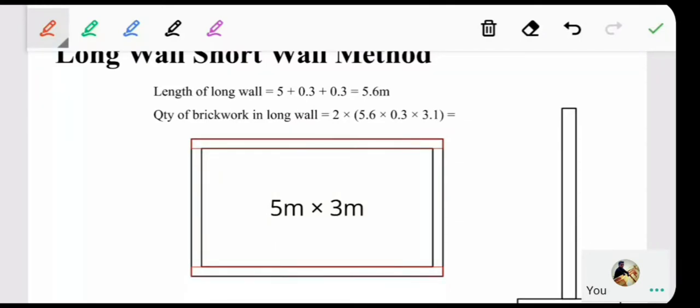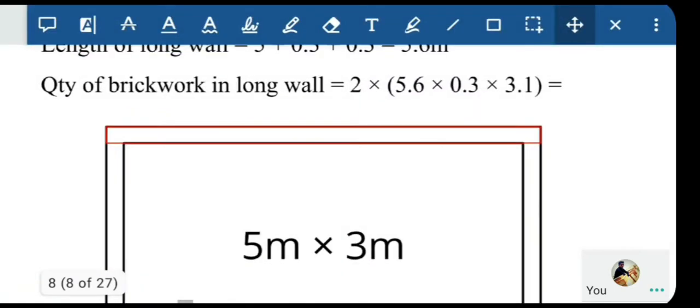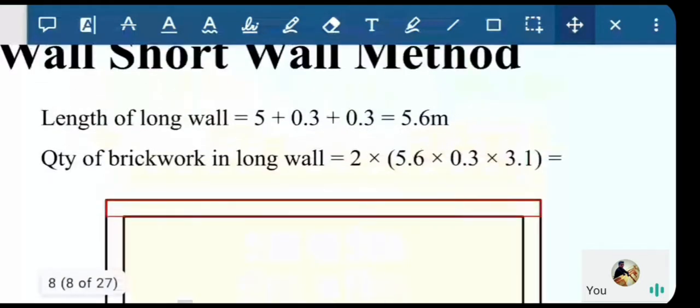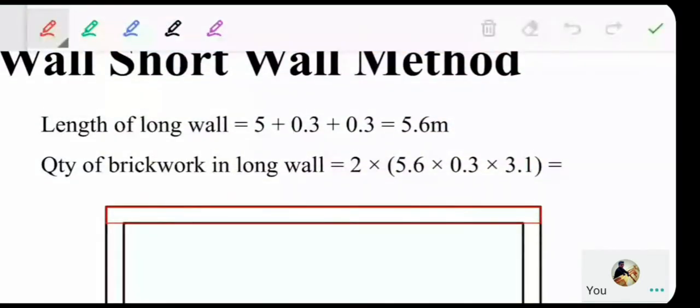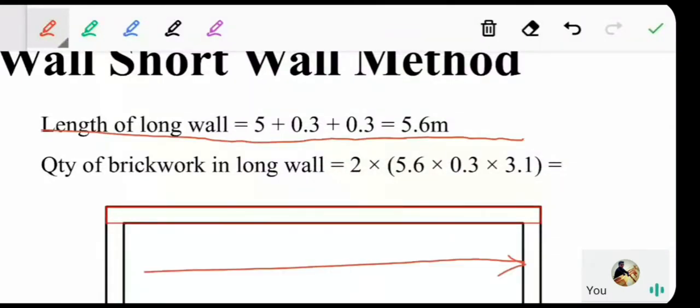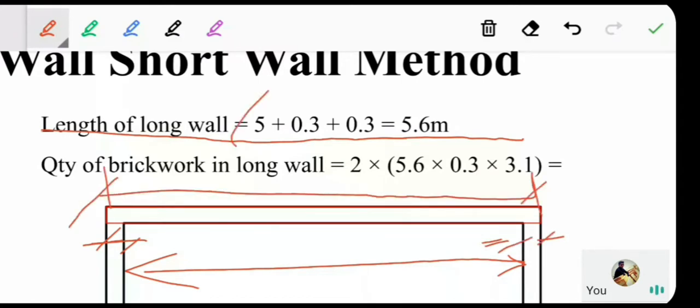So the length of the long wall will be the out to out length of that particular wall. For this particular section, the length of the long wall will be 5, the room dimension, plus the width of the brickwork plus the other width of the brickwork. So that will be our out to out dimension of this long wall. That will be 5 plus 0.3 plus another 0.3, which gives us the length of the long wall as 5.6 meter.